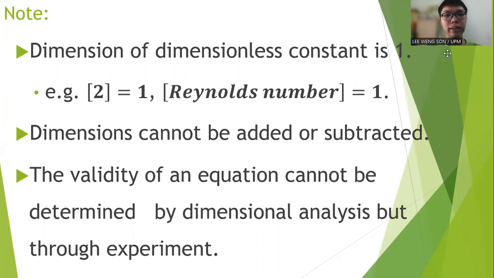The next example will be the Reynolds number. The dimension of the Reynolds number is always equal to 1 because of its dimensionless unit, which makes it a number and hence equal to 1 for its dimension. The second thing is that dimensions cannot be added or subtracted, and the validity of an equation cannot be determined by dimensional analysis, but through experiment.